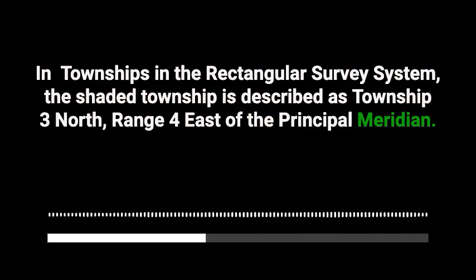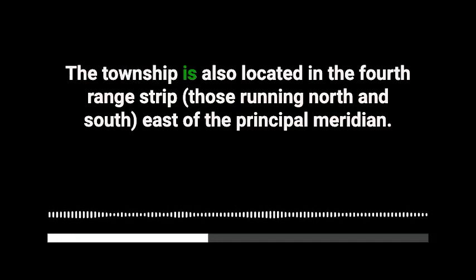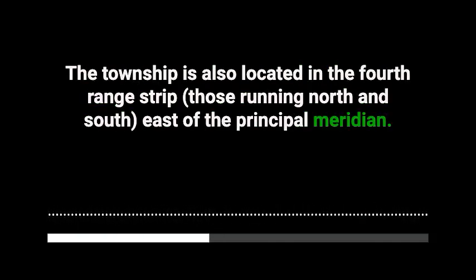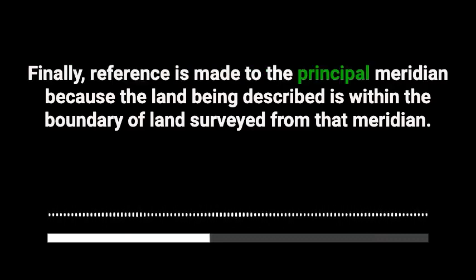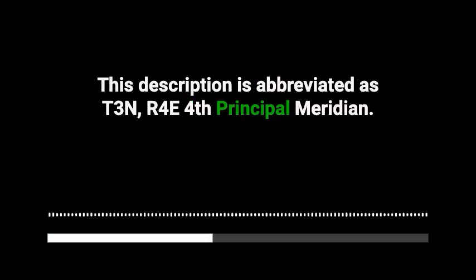of the principal meridian. This township is the third strip or tier north of the baseline, and it designates the township number and direction. The township is also located in the fourth range strip east of the principal meridian. Finally, reference is made to the principal meridian because the land being described is within the boundary of land surveyed from that meridian. This description is abbreviated as T3N, R4E, 4th Principal Meridian.